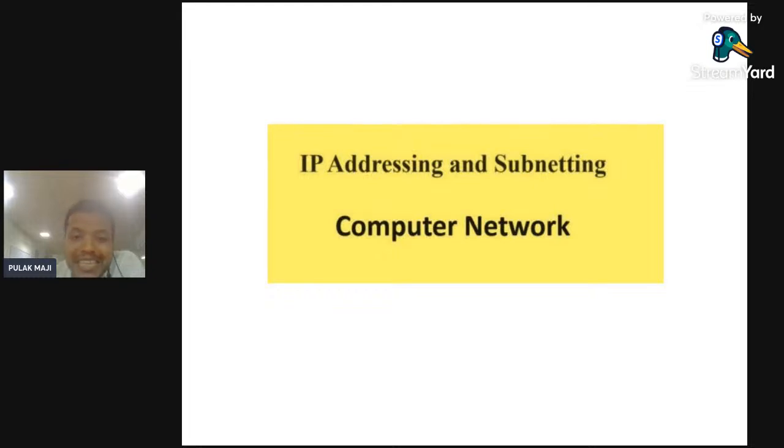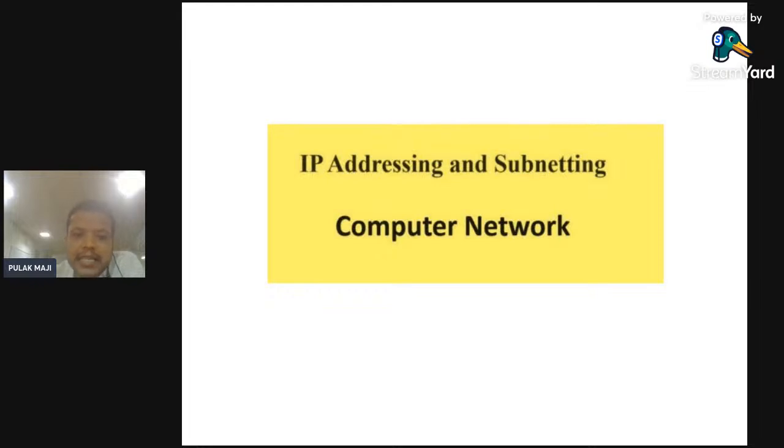Now this IP addressing is a 32-bit IP addressing, because we are talking about IPv4 addressing. In IPv4, as we already know, this is 32-bit addressing. 32-bit means a total of 4 octets, and in each octet we have 8 bits: 8-bit, 8-bit, 8-bit, and 8-bit. So total 32-bit IP address is there.